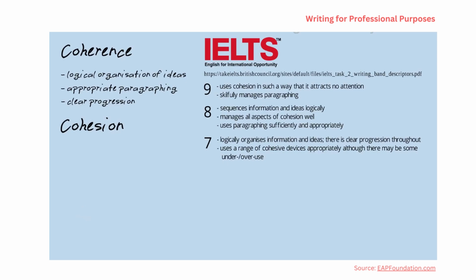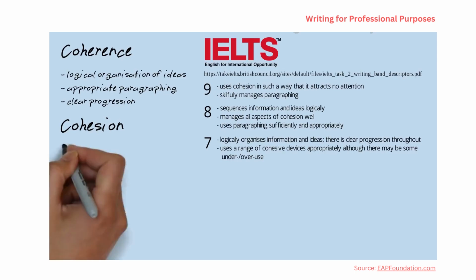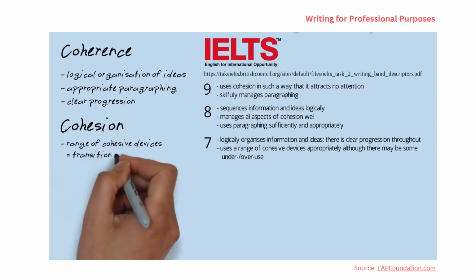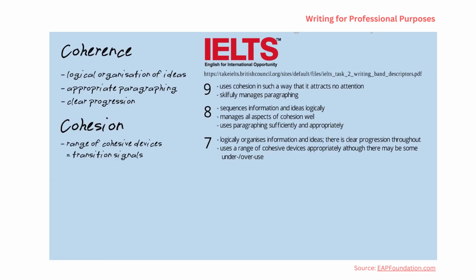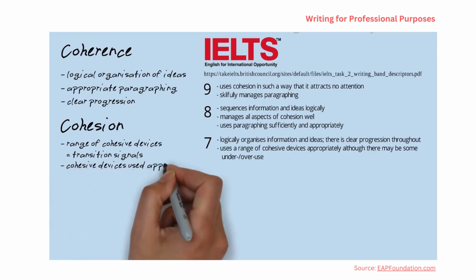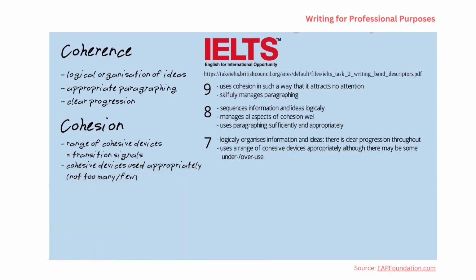And here we begin to understand the details of cohesion. So it's important to have a range of cohesive devices, which remember is just a synonym for transition signals. It's also important to make sure that cohesive devices, the transition signals, are used appropriately, which means using the right ones in the right places, and also important not to use too many or too few. A common mistake for students learning English is to use too many transition signals. You don't need them for every sentence.